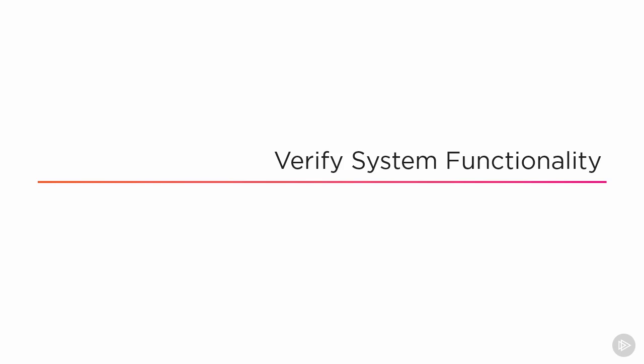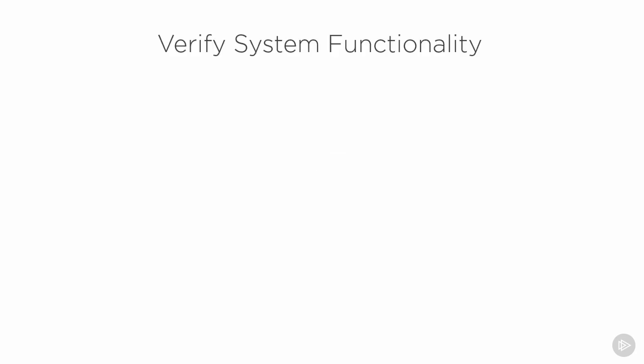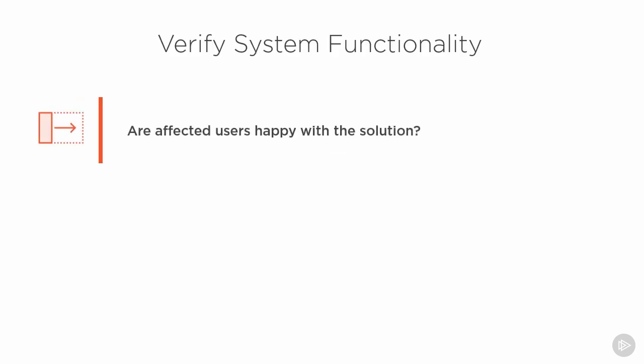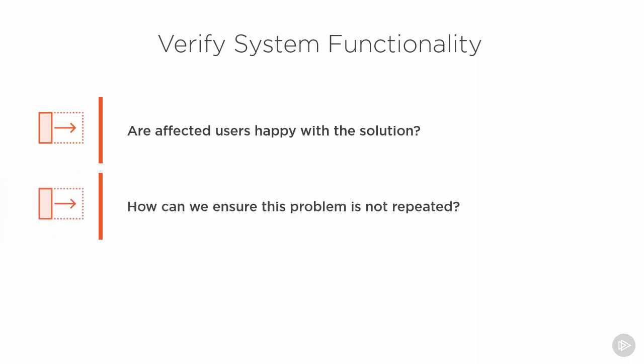After establishing a plan of action to implement a fix to a problem, the next thing to do is to make sure that we verify system functionality over time. The first thing we need to do is talk to the users affected by the problem, if in fact users were directly affected, to ensure that they're happy with the solution. They need to be convinced that there's no longer a problem.